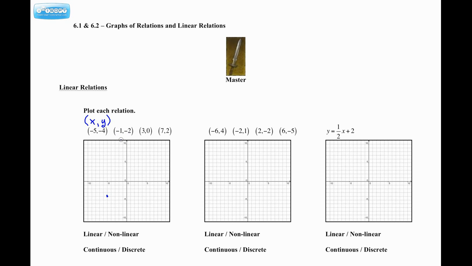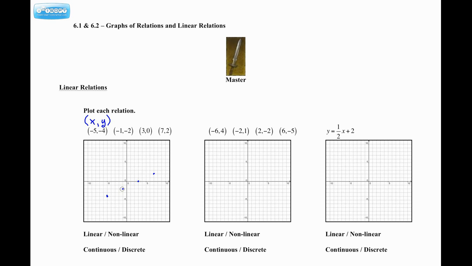Next, -1, -2. That's left 1, down 2. Okay. 3, 0. It's right there. So we go right 3, and y is 0, so we don't move up or down at all. And the next one is 7, 2. So it's right 7, up 2.